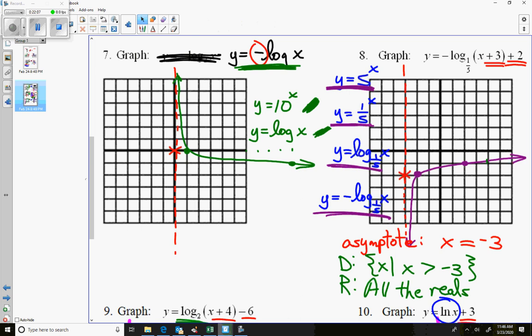Alright, and that is today's lesson. That is lesson 67, graphing your logarithmic functions.